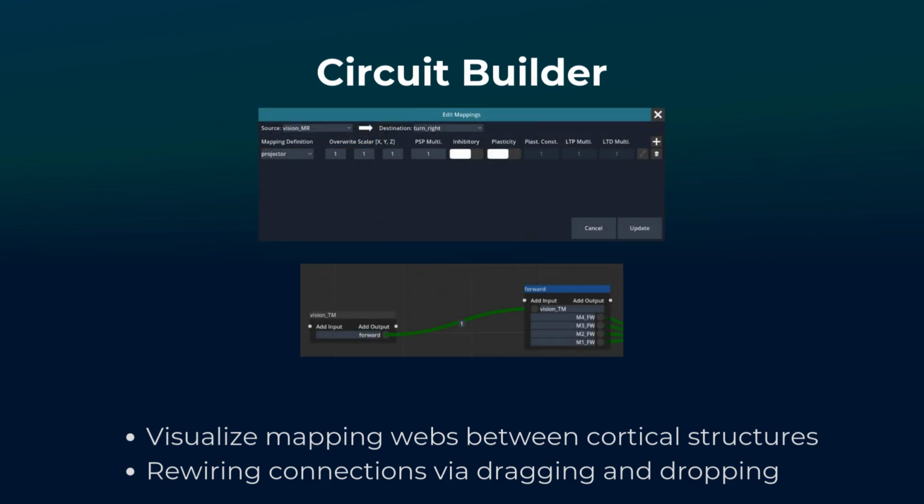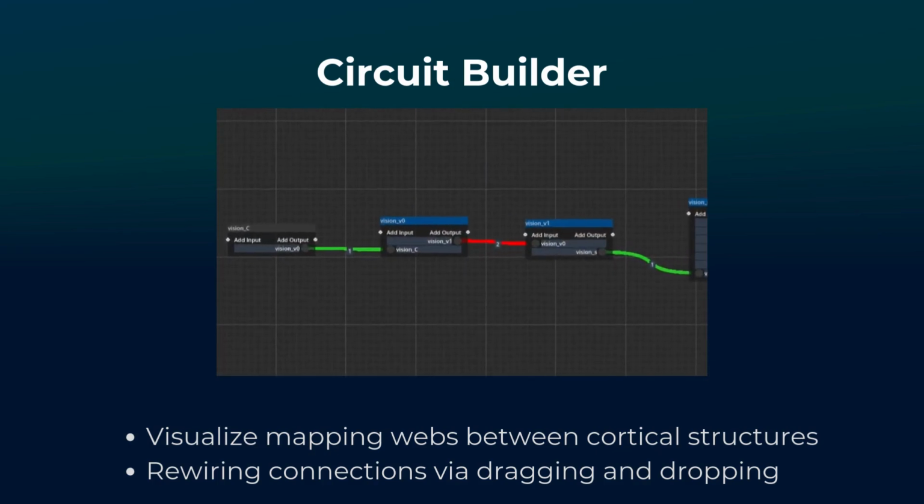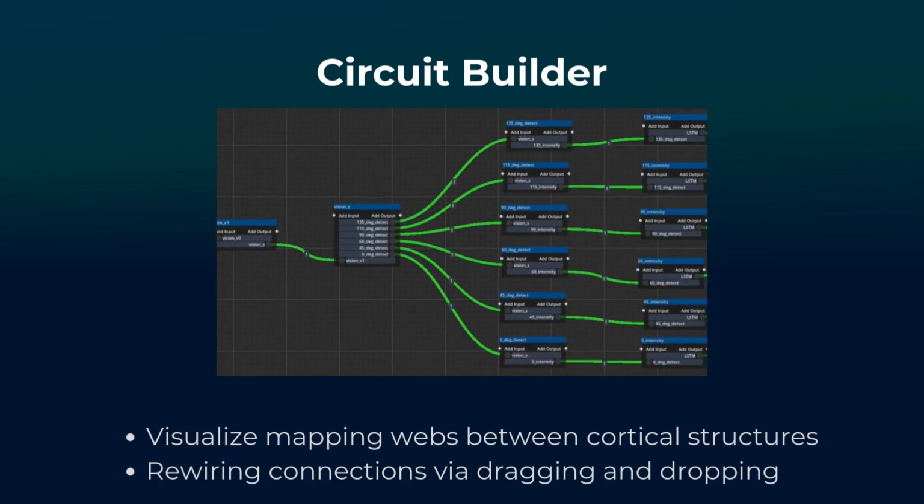Once the Edit Mapping box shows up, you can edit its details, such as if it's inhibitory versus excitatory behavior and plastic versus non-plastic properties. Non-plastic connections will appear as white circles, while plastic will be yellow. As you can see in this example, your circuit can become very intricate.